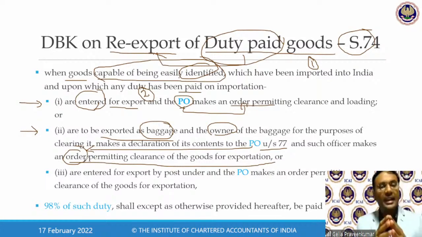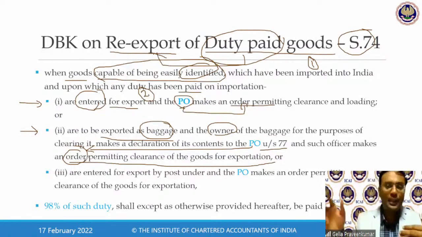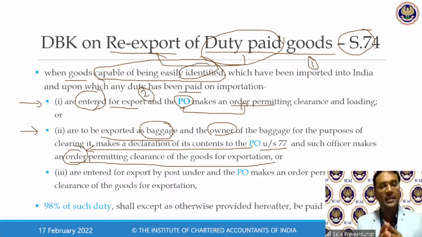In the case of baggage, the proper officer thoroughly examines for identity. You've imported, for a moment, a Hero bicycle. When I'm going back, instead of the Hero bicycle, assuming that this is another brand, I say, sir, I have brought XYZ brand, but I'm taking back PQR brand. Now, that is the occasion where they try to question whether this is the same cycle.